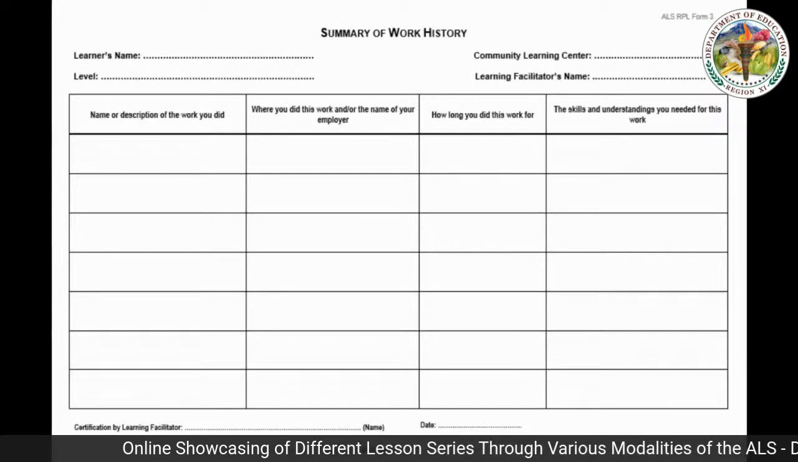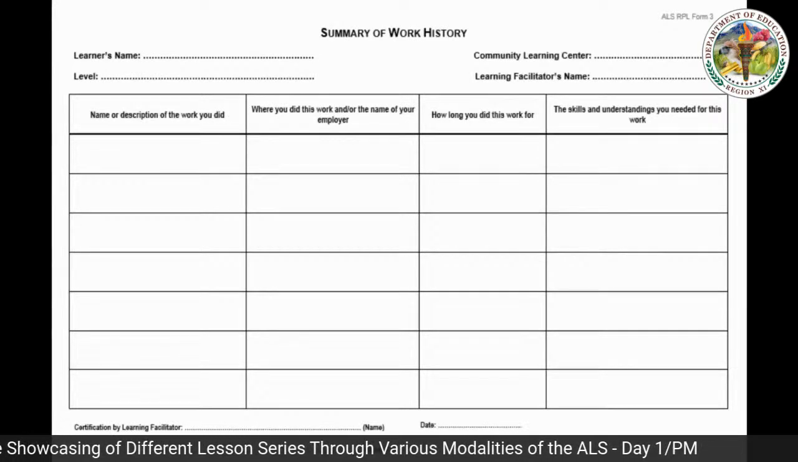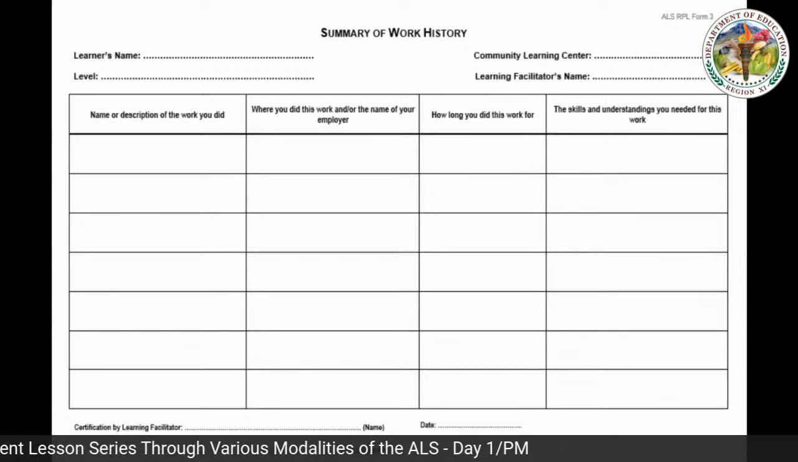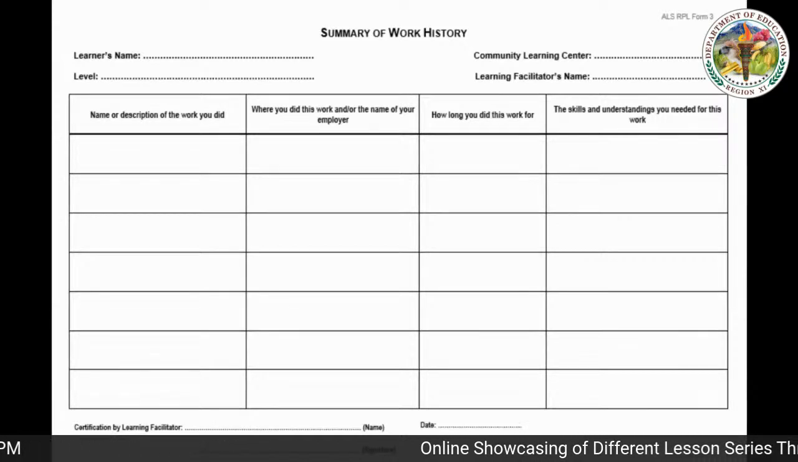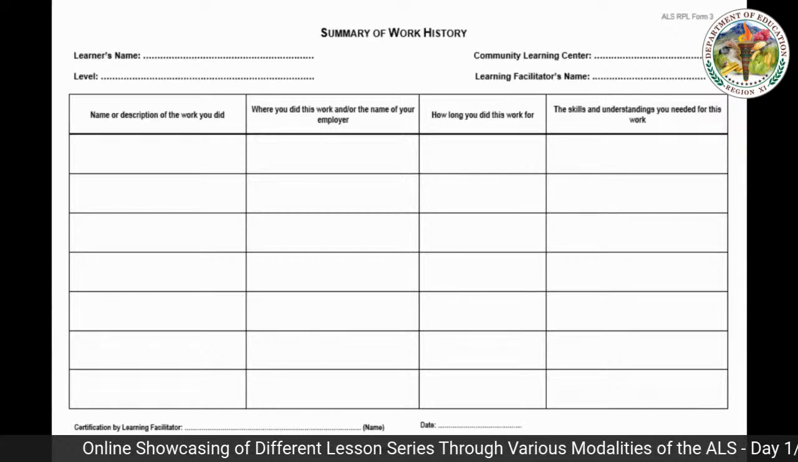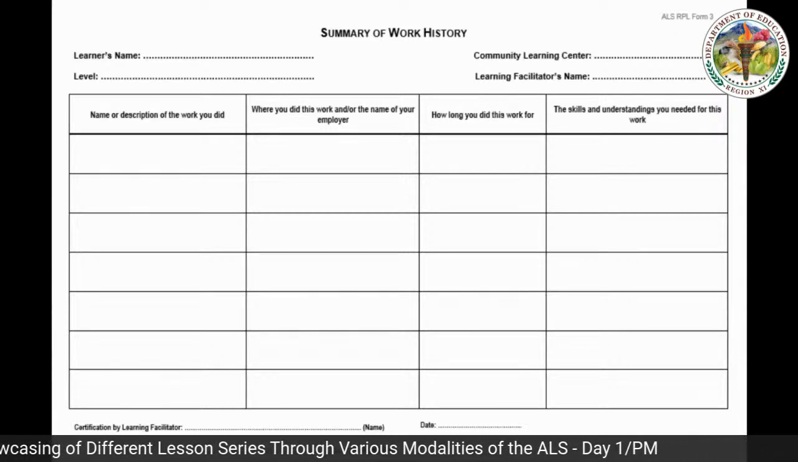ALS RPL Form 3, or the Summary of Work History. This form documents all the formal work that the learner has completed. Not all learners will have completed formal work. If learners have not done any formal work, they do not complete this form.